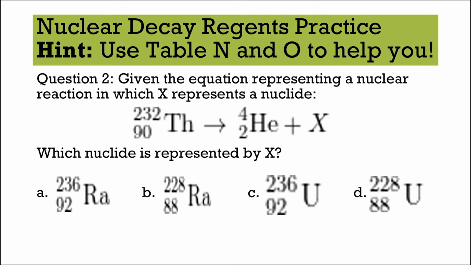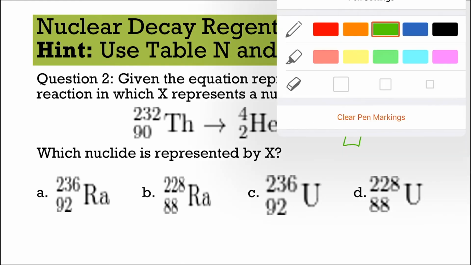Awesome. Okay. Number 2 says, what is X? What element is represented by X? And so we have to find the top number and the bottom number. So Ms. Vampus, how would you go about finding that top number?